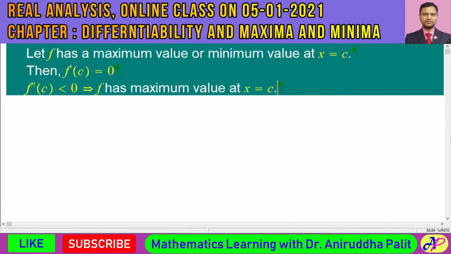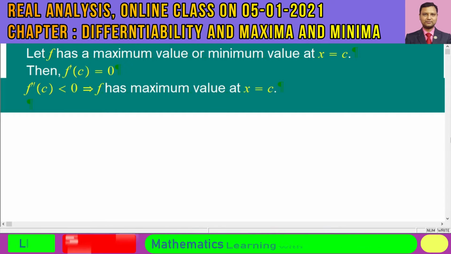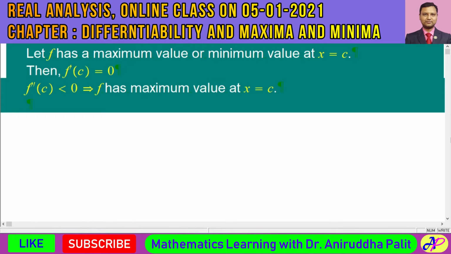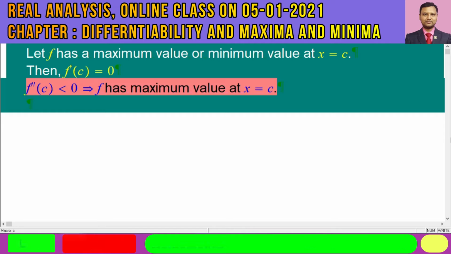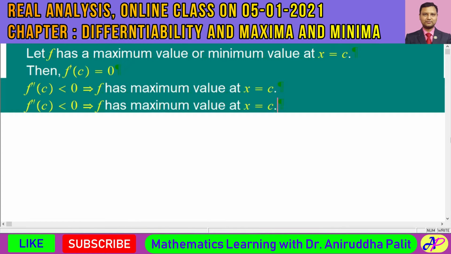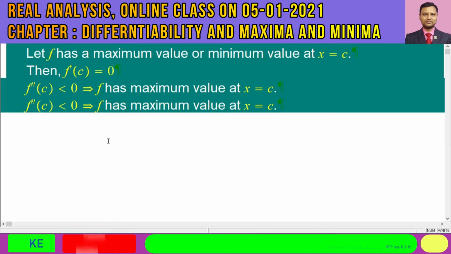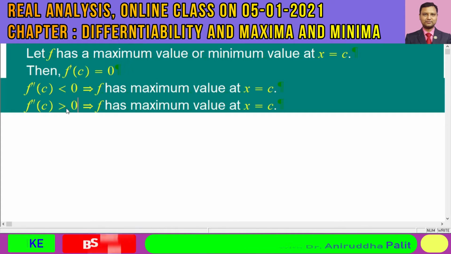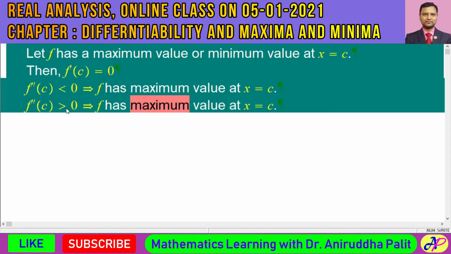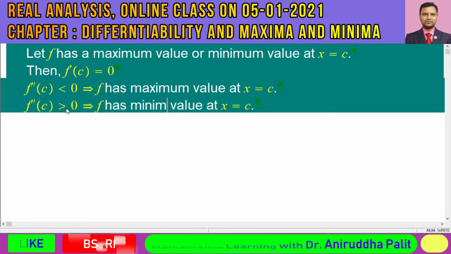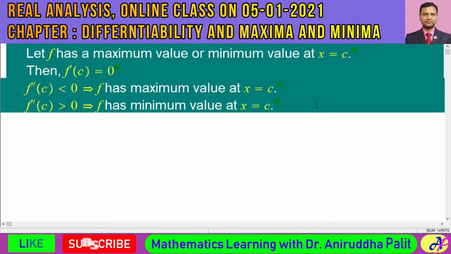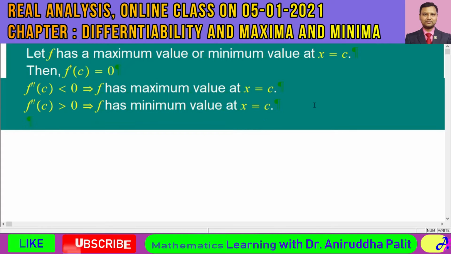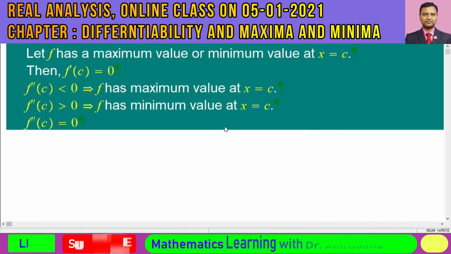And similarly, if we have the result that f double dash c is greater than 0, then we write that f has a minimum value at the point x equal to c. Now, what would happen if f double dash c becomes equal to 0? Let me give you an example.